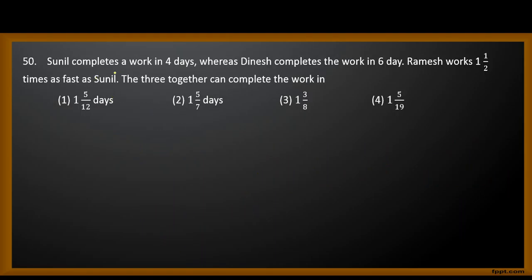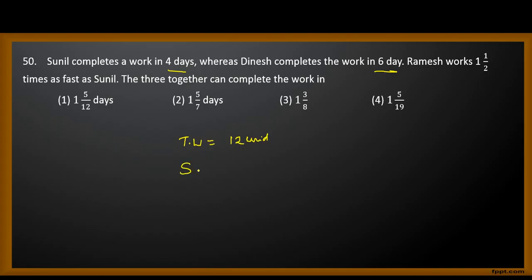Sunil completes a work in 4 days, whereas Dinesh completes the work in 6 days. Ramesh works 1.5 times as fast as Sunil. The 3 together can complete the work in? Now 1.5, which is nothing but 3 by 2. How to tackle this question? Assume, what is the number of days given? 4 and 6. What is the LCM of 4 and 6? 12. Assume the total work equals 12 units.